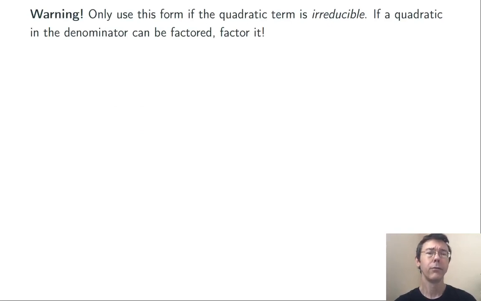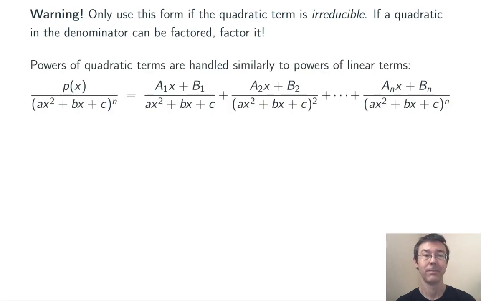You have to be very careful when you're using partial fractions that you only do this procedure if you have a quadratic in the denominator that is irreducible, that can't be factored any further. You should not do partial fractions until the denominator is entirely factored.